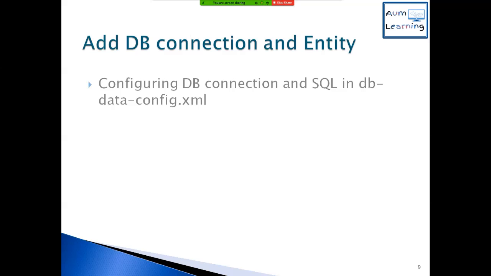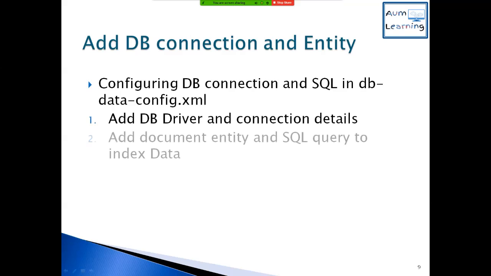Now core has been created. The next step is we need to add database connection and entity, so that we can add them in the db data config file. As I already showed you in config folder, this file does not exist. We need to create this file. And this file contains two pieces of information. One is database driver detail and connection detail. And the second is document entity. Document entity is nothing but a table or SQL query in database.